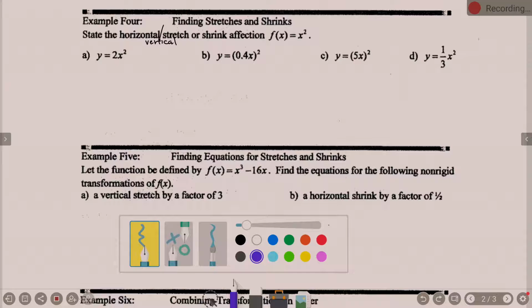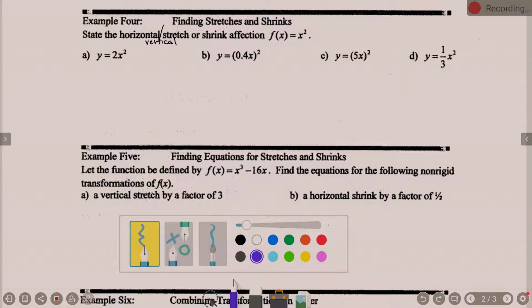So, as we look at A, we're all basing this on the parent function x squared. So your parent function is y equals x squared. What's being done to x squared? Are we stretching it? Are we shrinking it? Is it horizontal stretch or shrink? Is it vertical stretch or shrink? Now, as we look at A, y equals 2x squared.